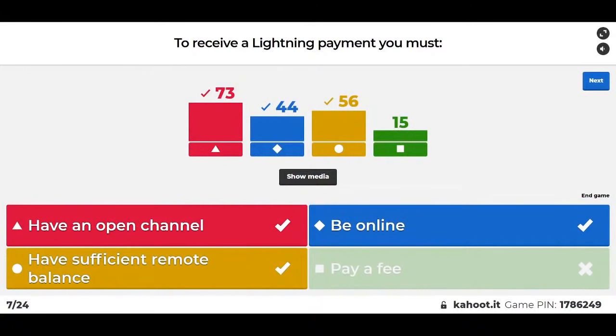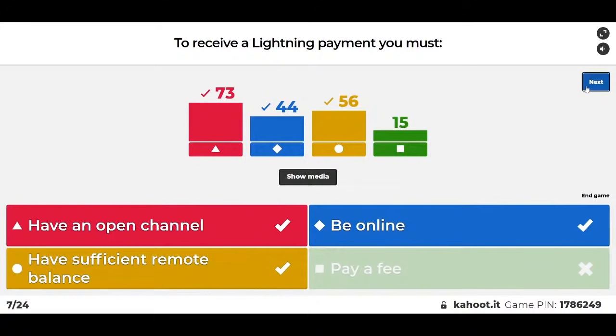You must have an open channel to receive a Lightning payment. You must have sufficient remote balance, which is the inbound liquidity. You must be online, with a little asterisk on that for some circumstances, but not a trick question. And you do not need to pay a fee. Senders pay fees in Lightning just like they do in Bitcoin, not recipients. This is not some kind of crappy cell phone business from the 1990s where you have to pay to receive a call. We stopped doing that.